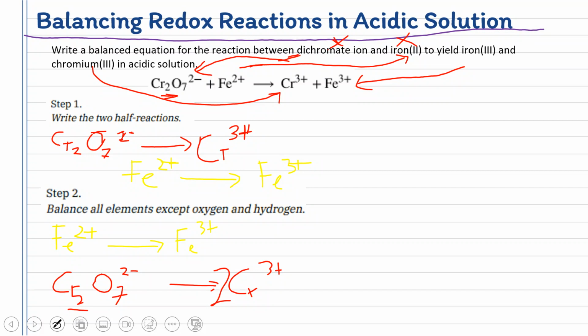They said leave oxygen and hydrogen. So I can't touch this oxygen. I'm going to leave it for now. So as you can see, all I did was to follow step 2. So we're done with step 2. Let's move on to the next thing they want us to do.